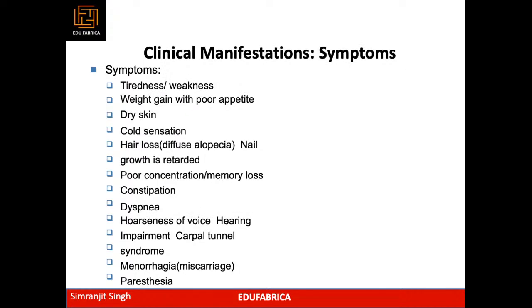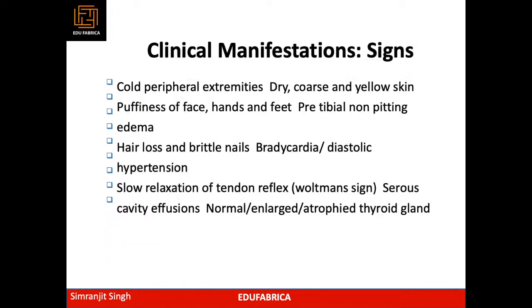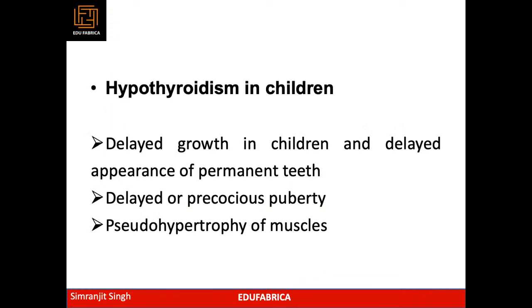Then the clinical manifestations. The symptoms are tiredness, dry skin, cold sensation, retarded growth, poor concentration, constipation, dyspnea, and carpal tunnel syndrome, and so on. The signs are cold peripheral extremities, puffiness of the face, edema, hoarseness, brittle nails, hypertension, slow relaxation of tendon reflex, and cavity effusions. Then hypothyroidism in children: delayed growth and delayed appearance of permanent teeth. There's delayed or precocious puberty, and pseudohypertrophy of muscles is possible.